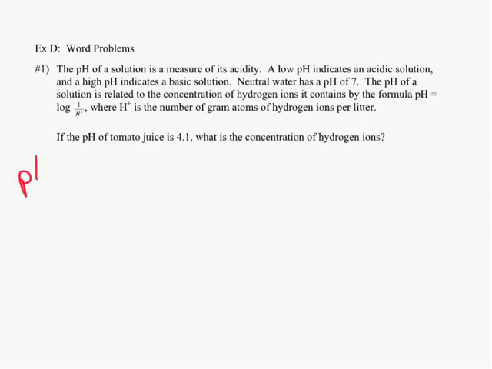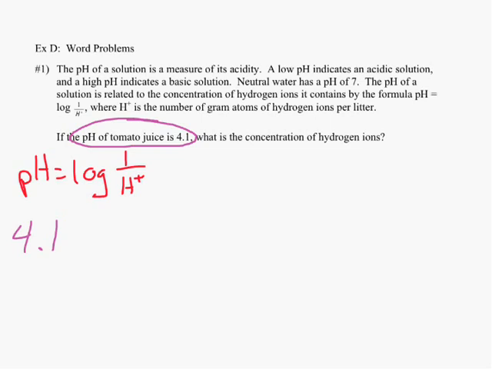pH equals common log of 1 divided by H superscript plus. It clearly says the pH of tomato juice is 4.1, so we can put that in for pH, 4.1. Since there's only one variable left, I'm just going to assume that's what we're supposed to solve for. Let's check to make sure we are.